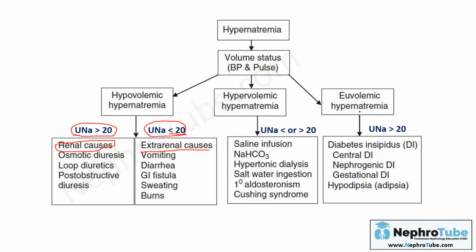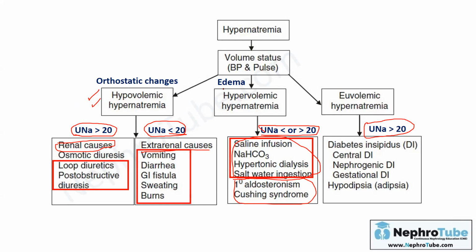In cases of euvolemic hypernatremia, you will find the urinary sodium more than 20, and in cases of hypervolemic hypernatremia, we'll find that the sodium in the urine is low or high, depending on the cause. Mainly in the endocrinal causes, you will find the sodium in the urine is low, while in the infusion of salt, whatever the way, you will find the urinary sodium is high. Also, in hypovolemic hypernatremia, this is an important point, you will find orthostatic changes, and in hypervolemic hypernatremia, you may find edema.